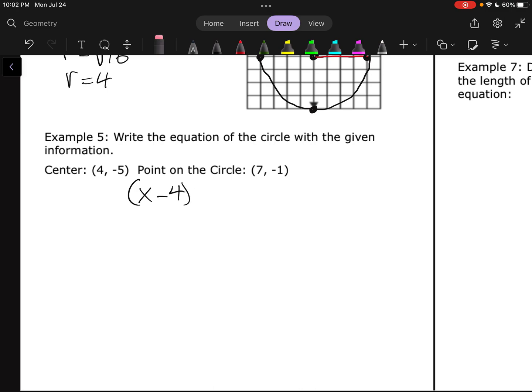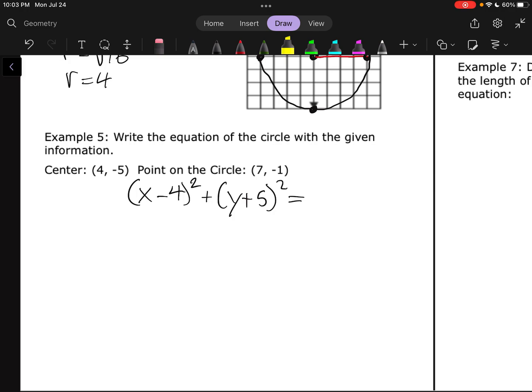Wow, what is happening with my exponents? (x minus 4) squared plus (y plus 5) squared is equal to, I don't know. We don't have the radius, right? So I don't have enough information to put over there. So what we need to do is we really need to use that point on the circle they gave us.